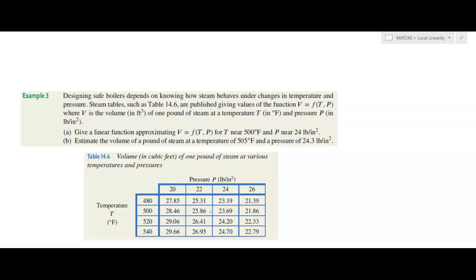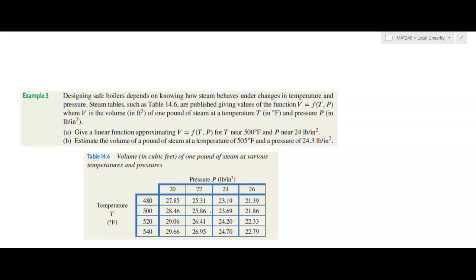So let's see what happens. As we can see, at the lowest temperature setting and the lowest pressure, we have a volume of 27.85 cubic feet. So it looks like as we increase the temperature for 20 pounds of pressure, the volume of 1 pound of steam increases. And that seems to be the case for every pressure level. As you increase temperature, in general the volume of 1 pound of steam increases.